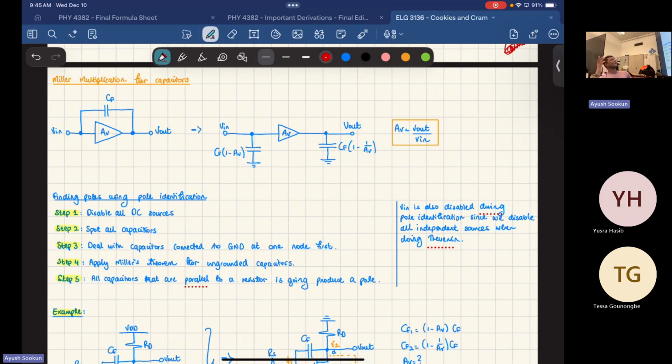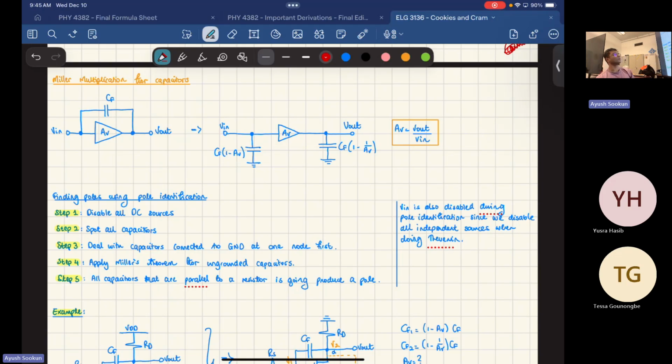Okay, finding poles is not that simple, and it can be super tedious. So step 1, disable all DC. Step 2, spot all capacitors. Step 3, deal with the capacitors connected to ground first, because you don't have to do anything with them. Step 4 is apply Miller's theorem for ungrounded capacitors, like this one. And step 5 is that all capacitors that are parallel to a resistor are going to produce a pole.